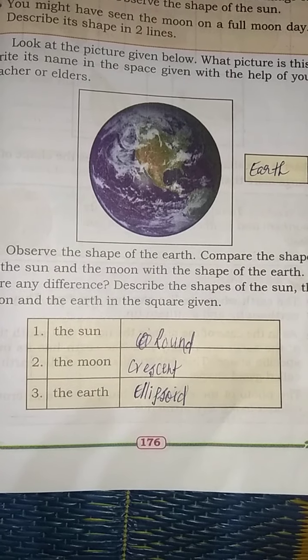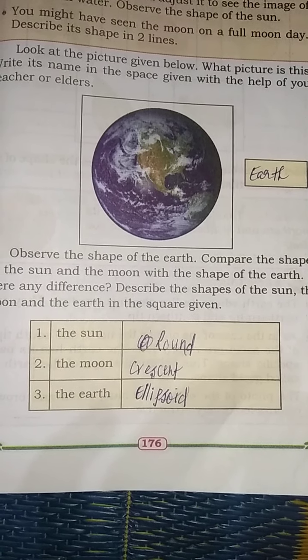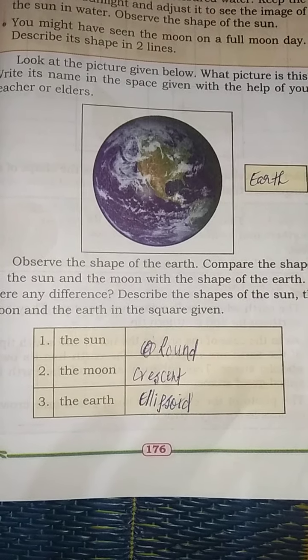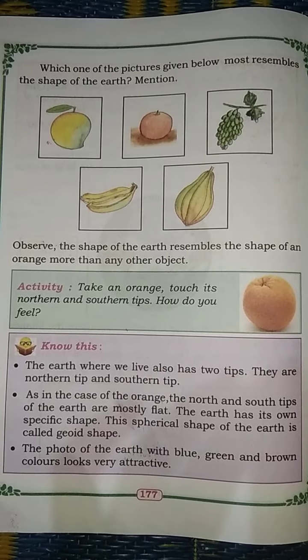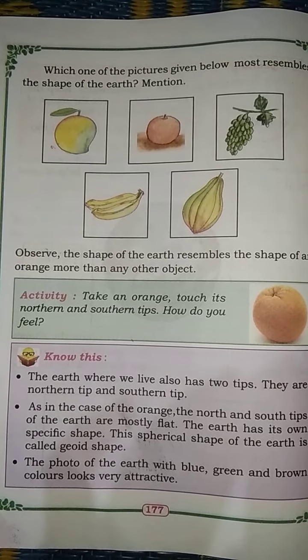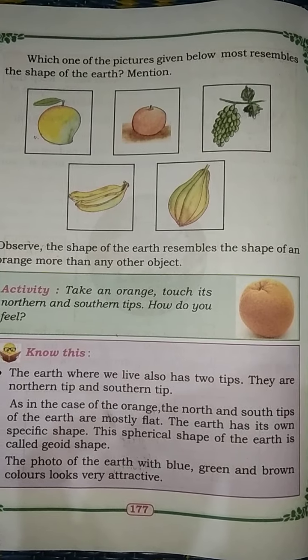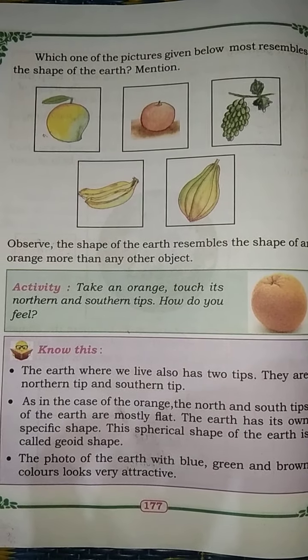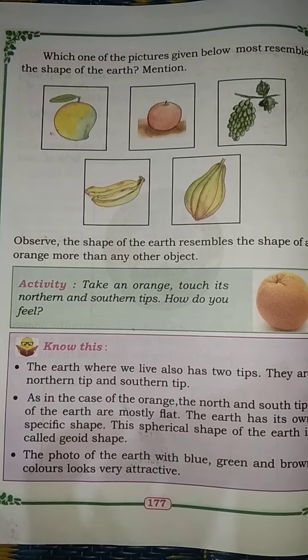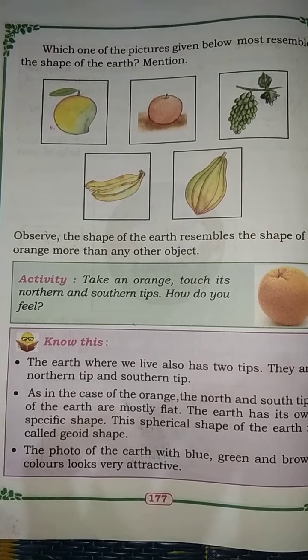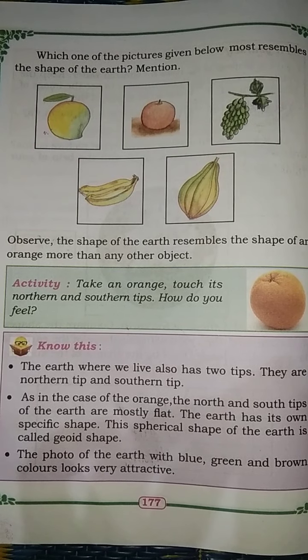Here we will ask questions. The shape of the earth is dash. The shape of the earth is ellipsoid. Which one of the pictures given below most resembles the shape of the earth? Here, the word resembles means likes or same as. Which one of the pictures given below most resembles the shape of the earth?